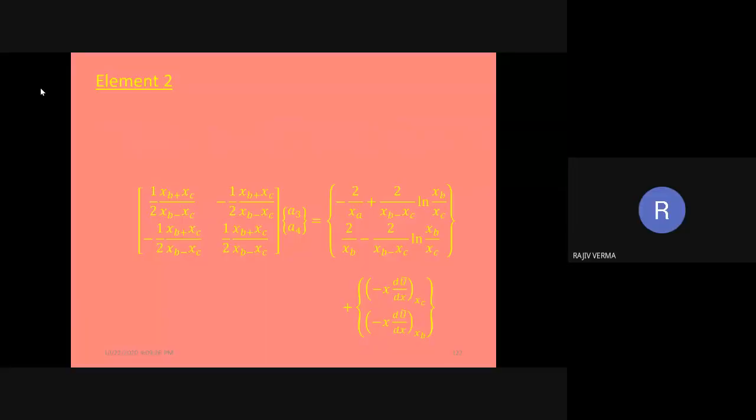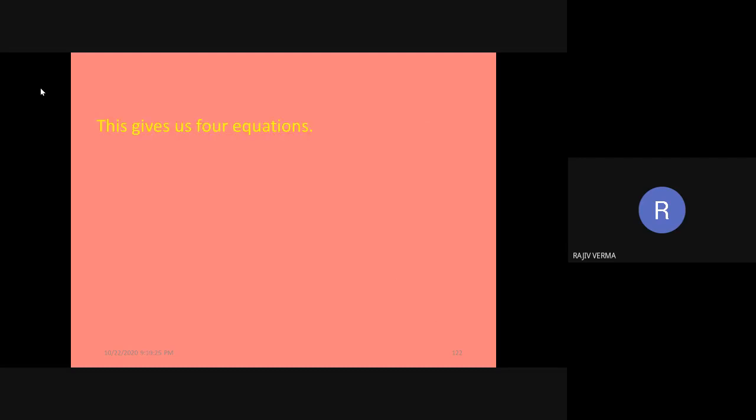So for element number 1 gives us these equations for node 1 and node 2. Similar expressions are going to be obtained for element number 2, which comprises node 3 and node 4. So in total, we get four equations. Two equations for element number 1.